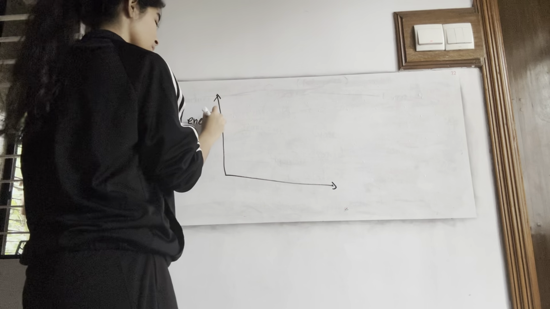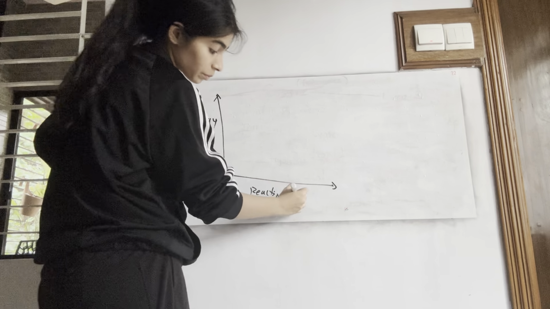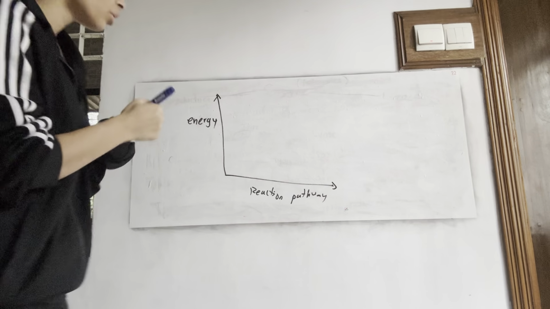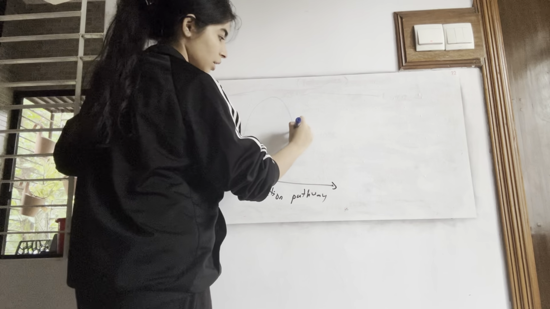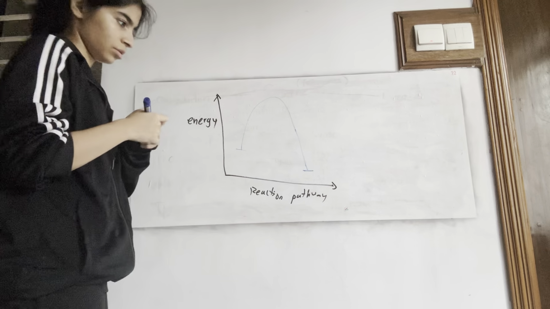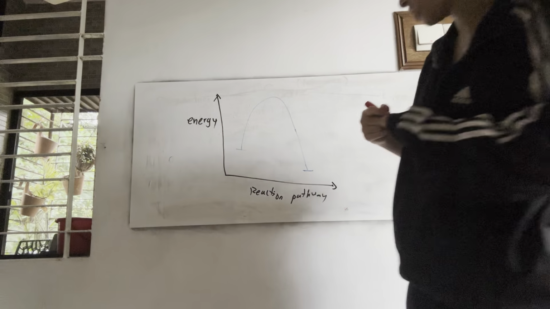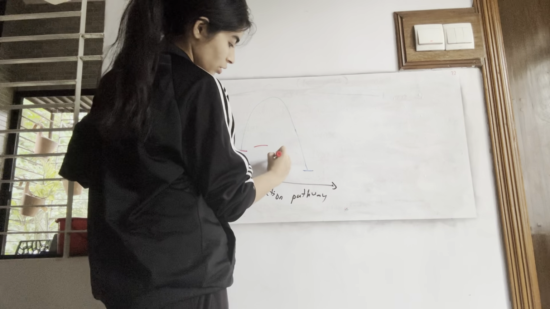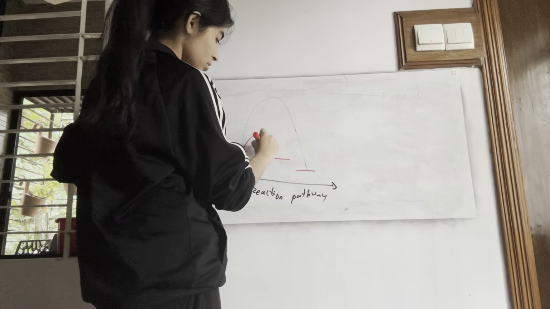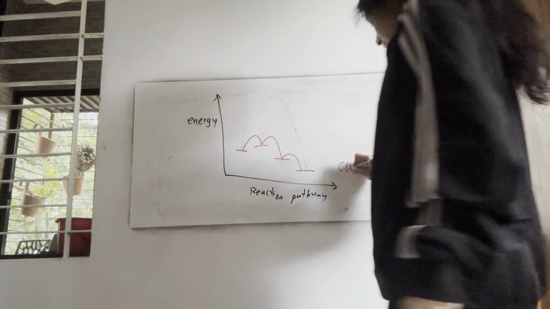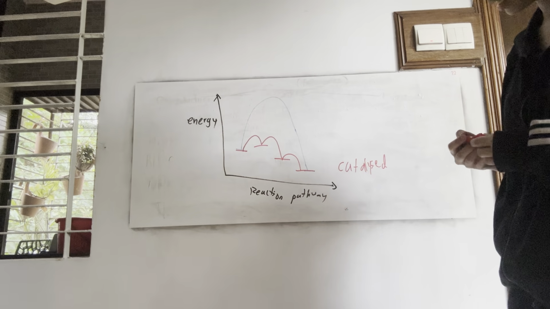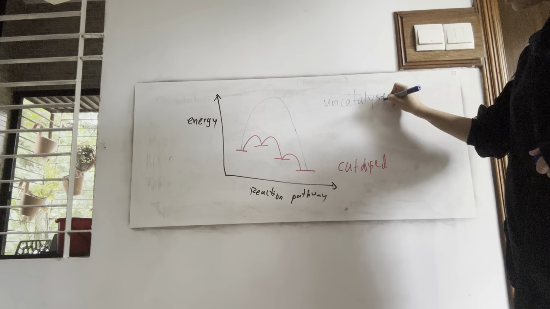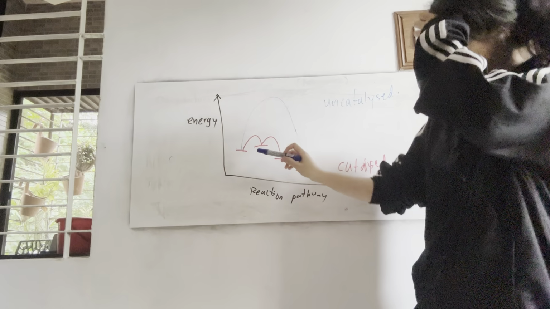Here was energy, here was reaction pathway. Sorry for the handwriting. So this is my uncatalyzed, and I'm going to do my catalyzed in red this time because the green one is somehow not working. We did this, right? Go higher, lower. This is catalyzed, and uncatalyzed. Now, as you can see, these little steps.